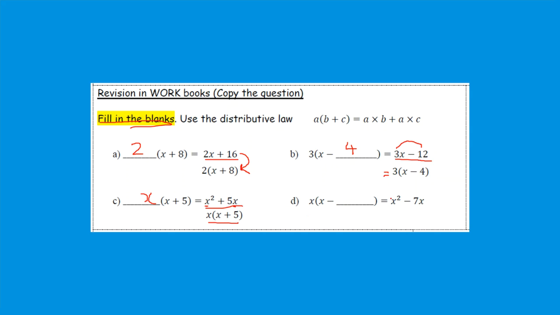What's missing here? We've got x squared minus 7x. x out the front goes into here and here. So we're missing 7. So this part factorized equals this. So remember, when we factorize, we put into brackets. We put the brackets in.